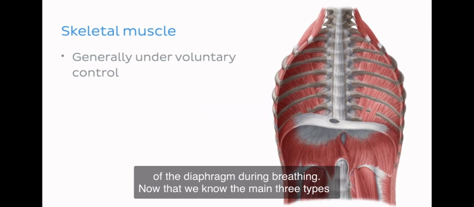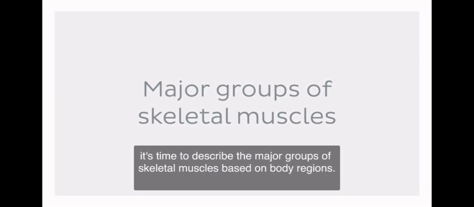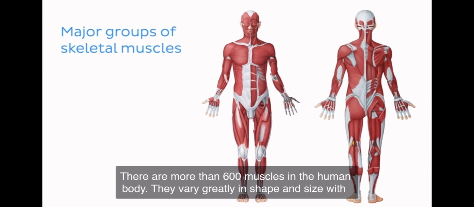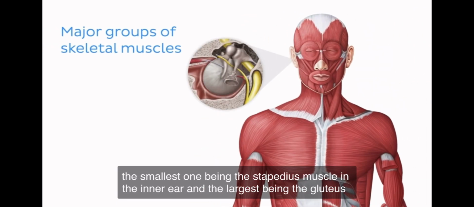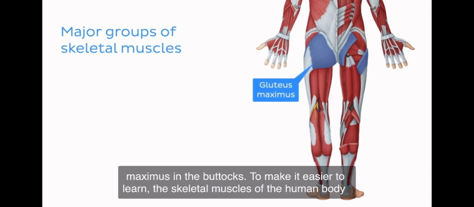Now that we know the main three types of muscle and have explored the most important feature of skeletal muscles, it's time to describe the major groups of skeletal muscles based on body regions. There are more than 600 muscles in the human body. They vary greatly in shape and size, with the smallest one being the stapedius muscle in the inner ear, and the largest being the gluteus maximus in the buttocks.